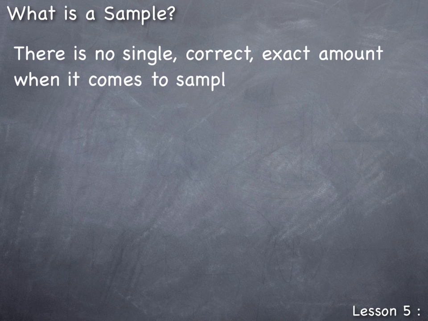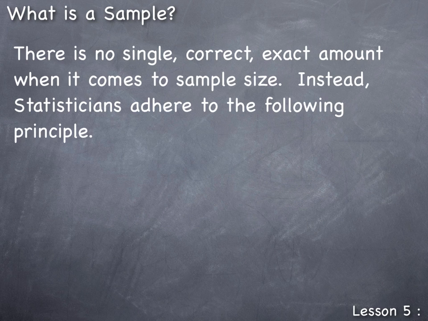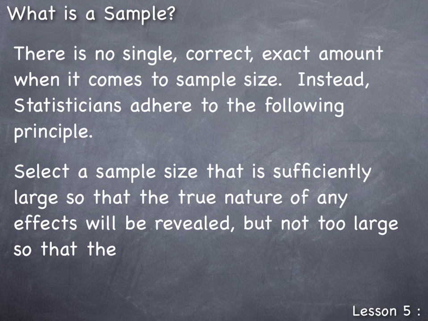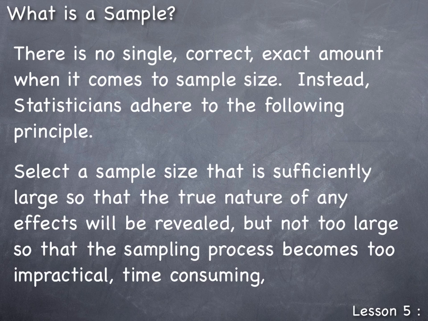There is no single correct exact amount when it comes to sample size. Instead, statisticians adhere to the following principle. Select a sample size that is sufficiently large so that the true nature of any effects will be revealed, but not too large so that the sampling process becomes too impractical, time-consuming, or costly.